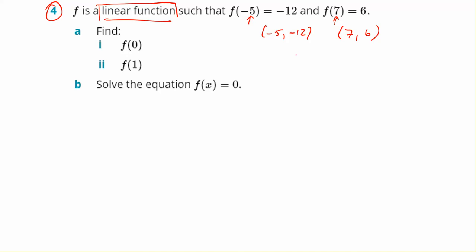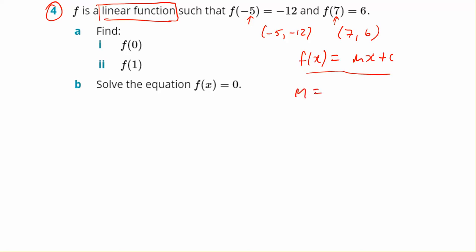Now, I want to get a linear equation. So our function would be in the form y, or f of x, equals mx plus c, because that's the general equation of a linear. Now, you can do this by hand or by calculator. If you do it by hand, you're not subbing in the two points, but you're finding the gradient.